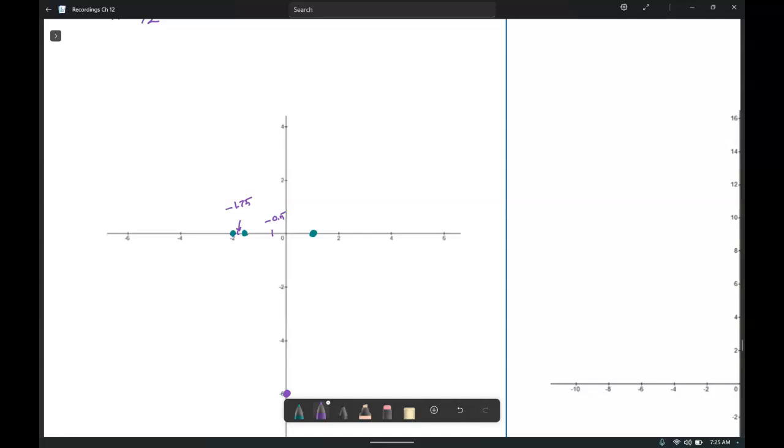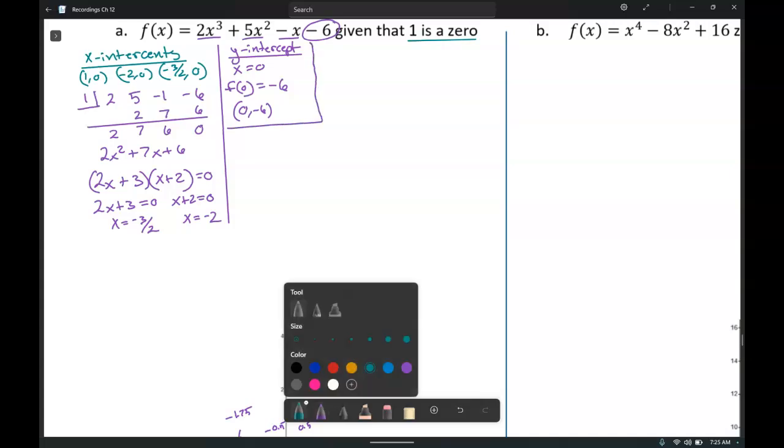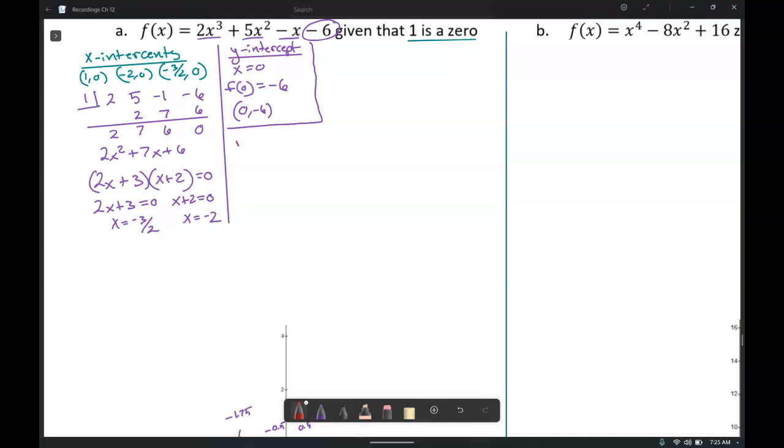So let's figure out that. And then between 0 and 1 we'll use 0.5. So we're going to evaluate each of those functions. Let me do that in a different color here. So we're going to evaluate f of -1.75. We're going to evaluate f of -0.5. And we're going to evaluate f of 0.5.